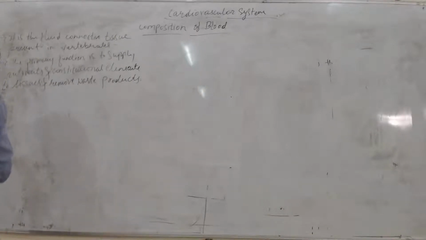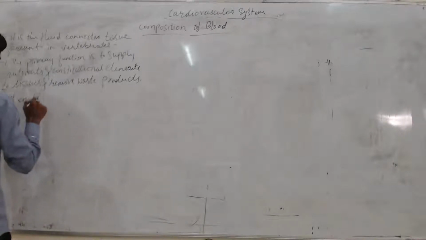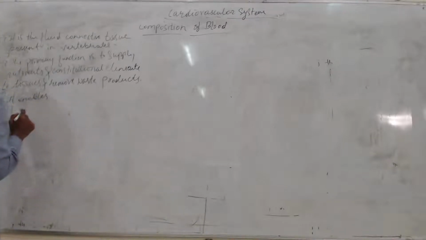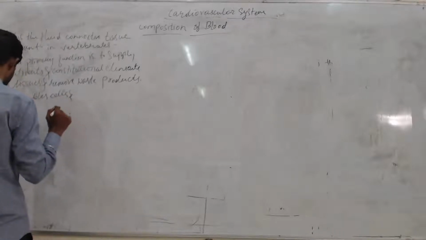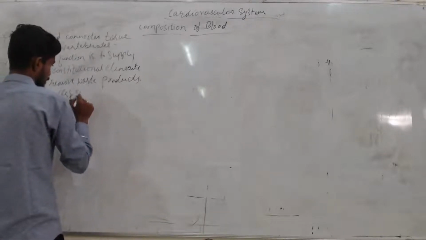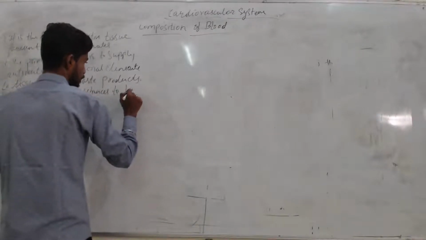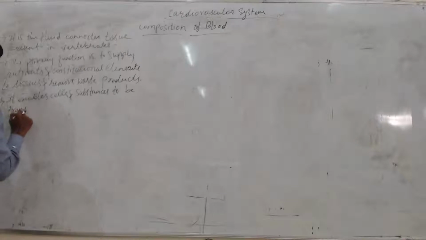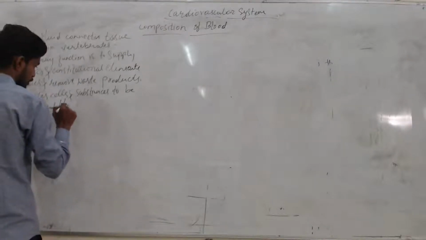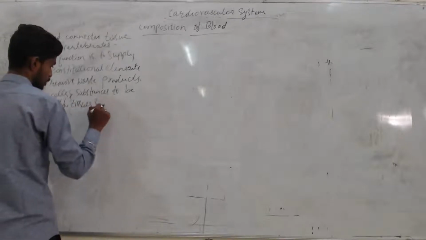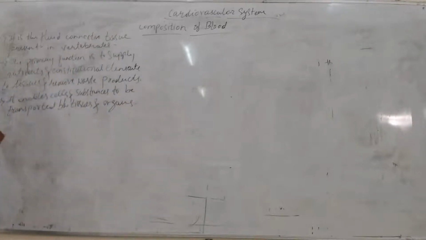Blood also enables cells and nutrient substances to be transported between tissues and organs.